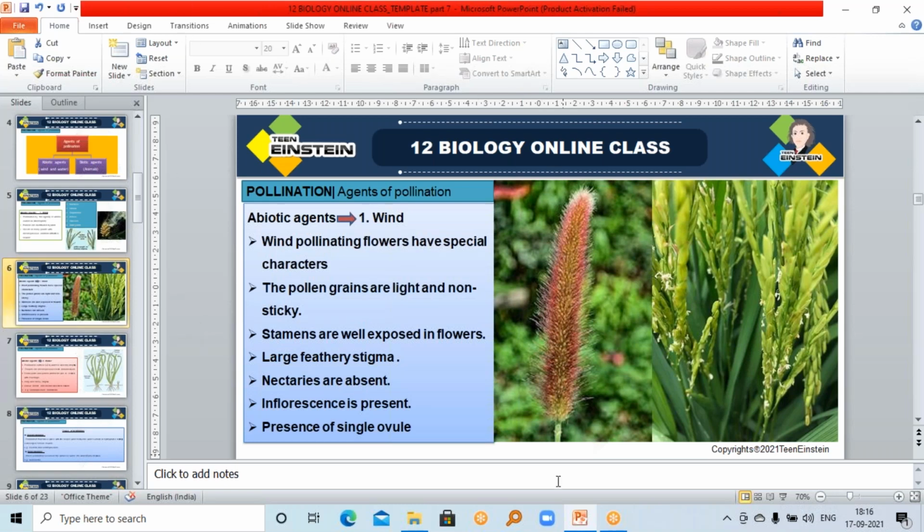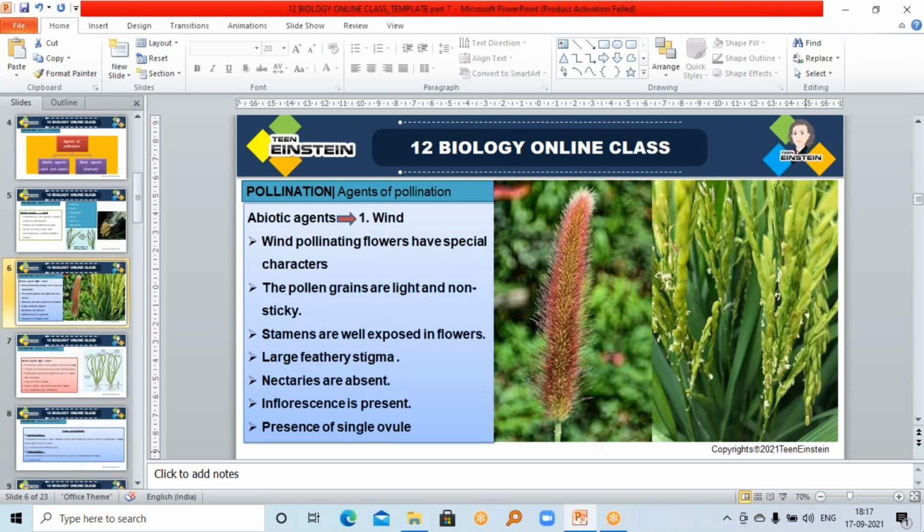And the stigma of such flowers is large and feathery. You can see here the large and feathery type of stigma, so that the pollen grains present in the air will stick to this feathery stigma. So that will help to catch the pollen grains coming through air, right?